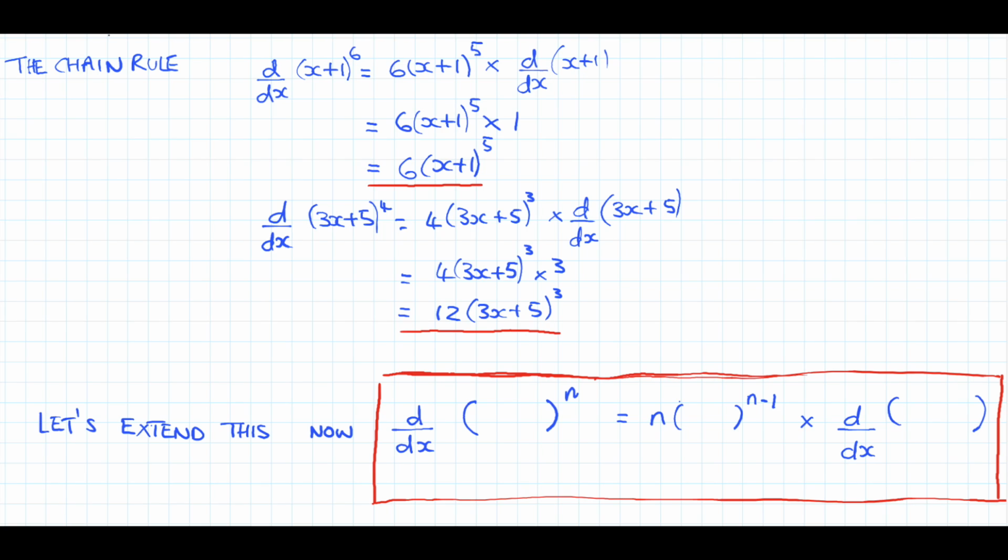d by dx of (x + 1)^6, there are two functions there. You studied composition of functions. This is a composition of functions. It's x + 1, the function carried out first, and then the next one, x to the power of 6. You're raising it to the power of 6.